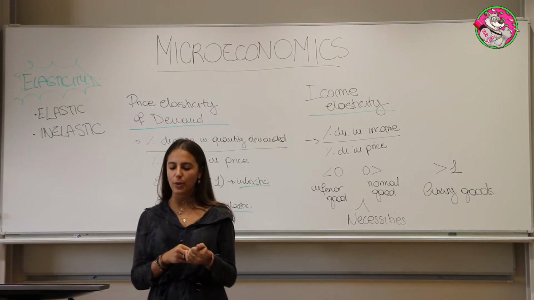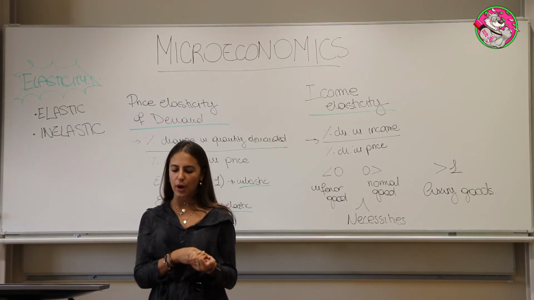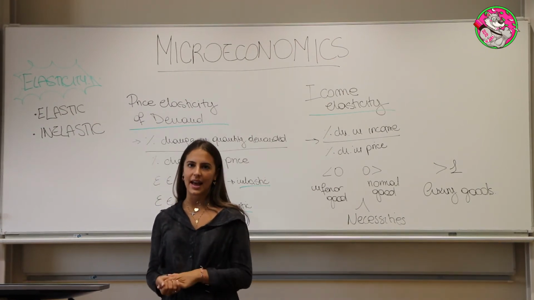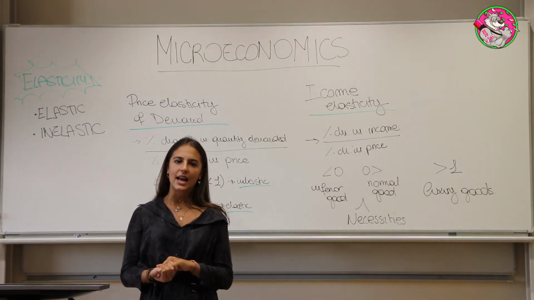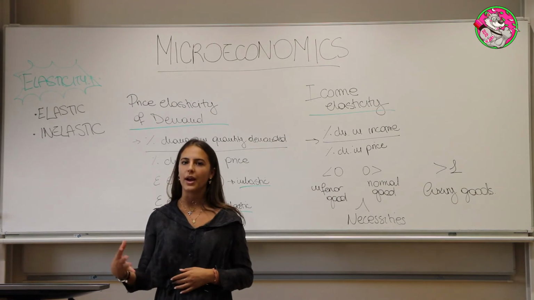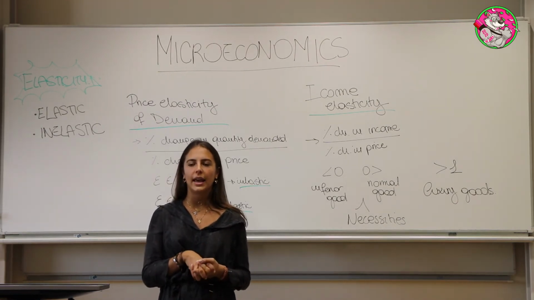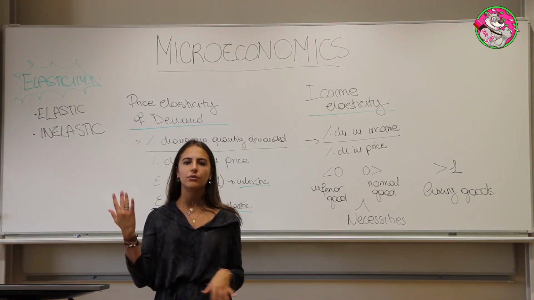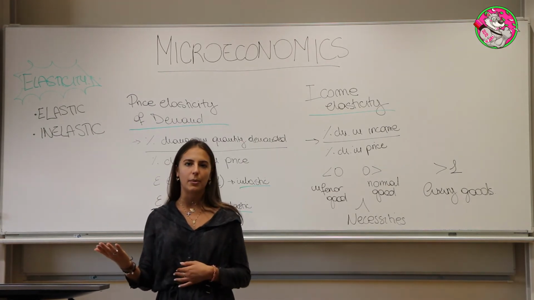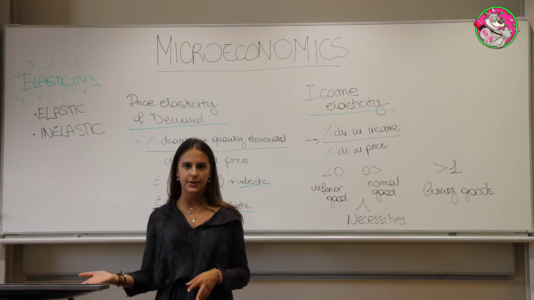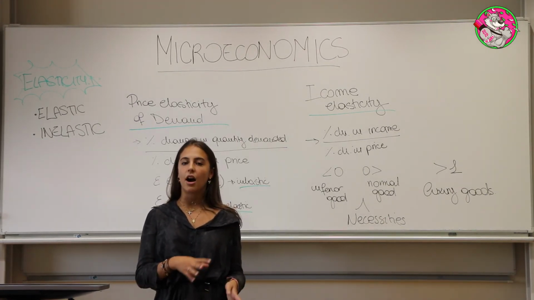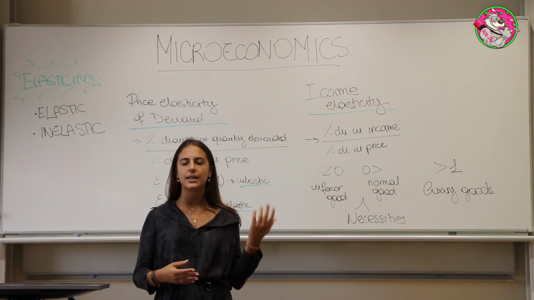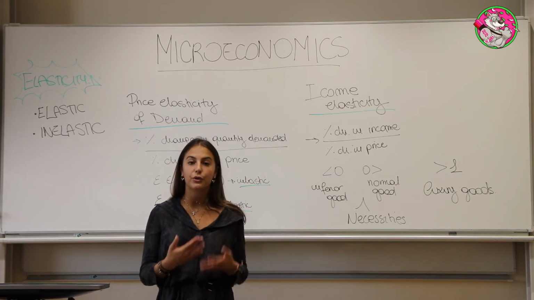So this measures how much the quantity demanded responds to changes in prices. A good can be elastic or inelastic. If a good is elastic, it means that a consumer can move away. So, for example, if the price of apples rises, then we can easily move away from apples and opt for oranges. The goods that are inelastic are those goods that we cannot move away from. For example, if water rises in price, we will still buy water. We are forced to buy water.